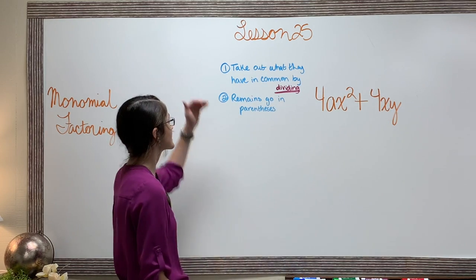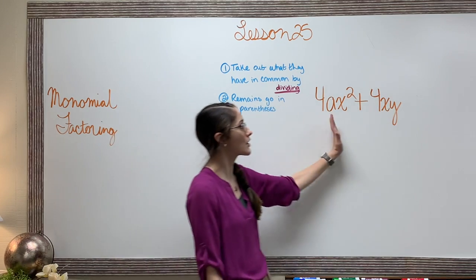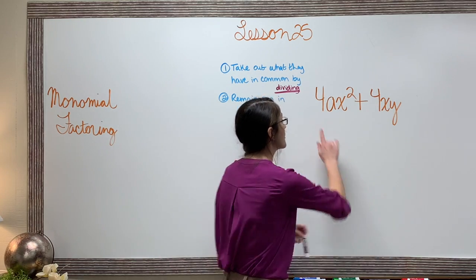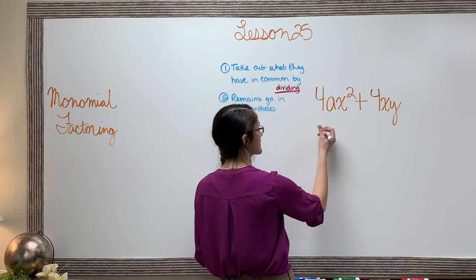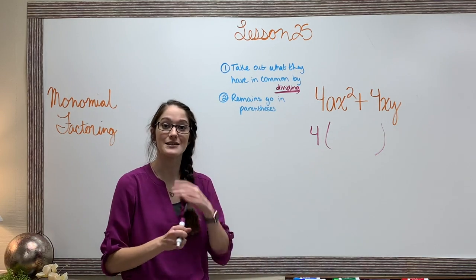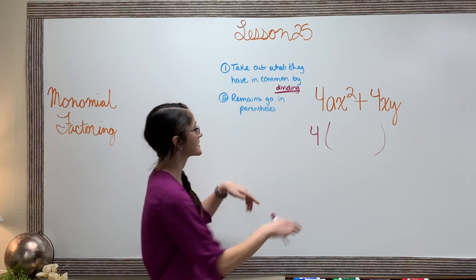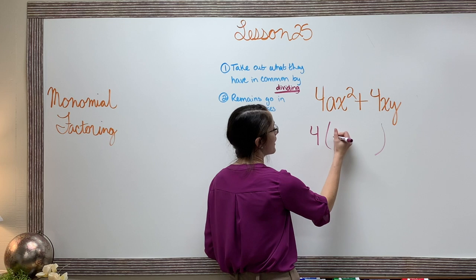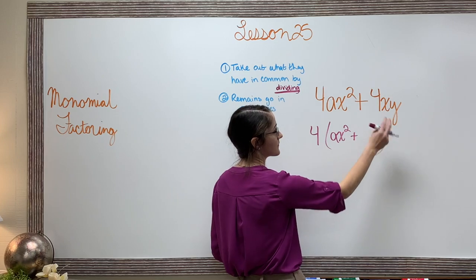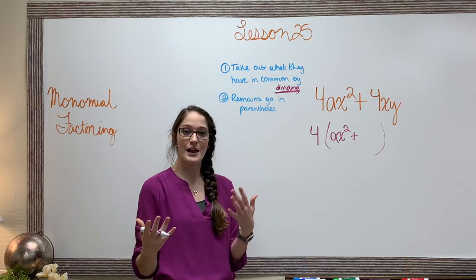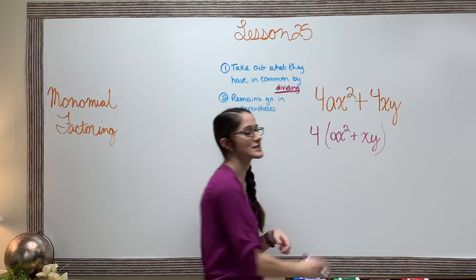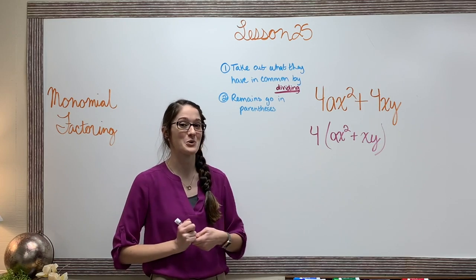So with this process, step one, we're going to take out whatever our two terms have in common by dividing them out. So the thing that they have in common is they both are divisible by 4. Step two is I'm going to write what is left after dividing in the parentheses. So if I'm dividing this part by 4, all that is left is ax squared. And then the sign does not change. And then in the second part, 4xy divided by 4, all that's left is going to be xy. So this is factoring monomials. So let's do some more practice.